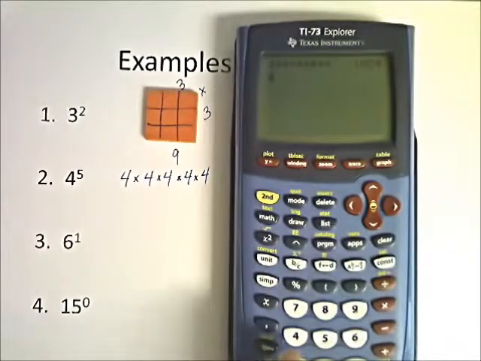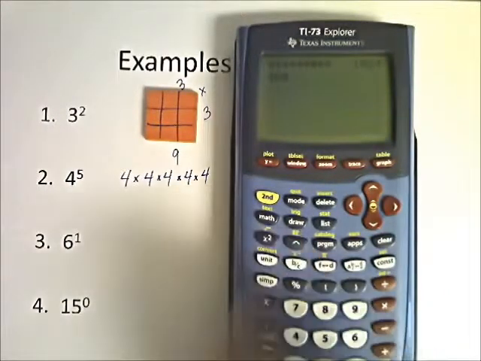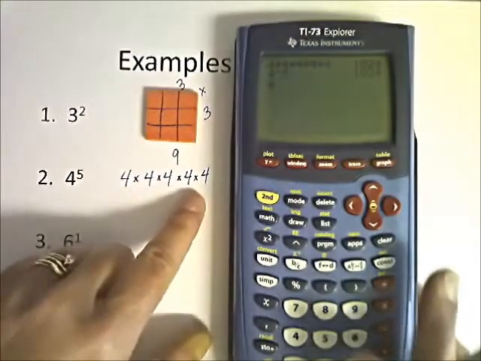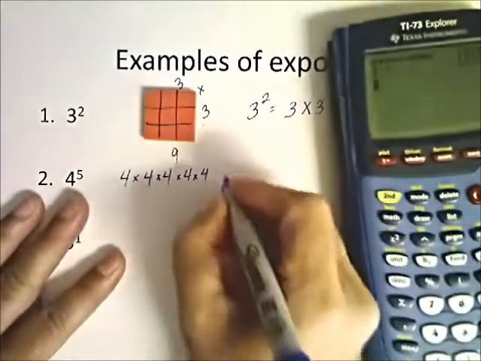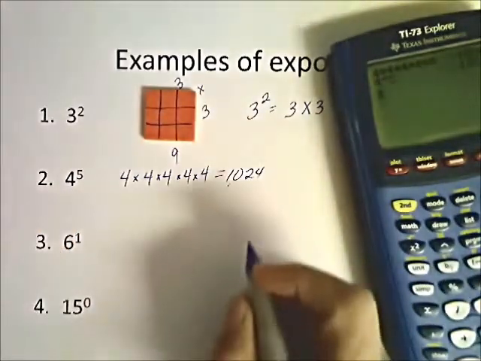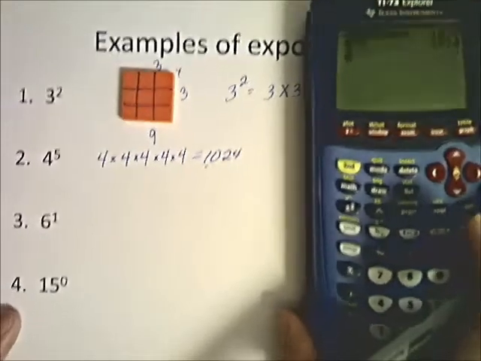So here what we're going to do is put 4 and use the caret button that's right here to the fifth power, and you'll notice that we get the exact same answer. So we've written this as factors and gotten 1024, or we've just put it in the calculator, 4 to the fifth power, and we also get 1024.